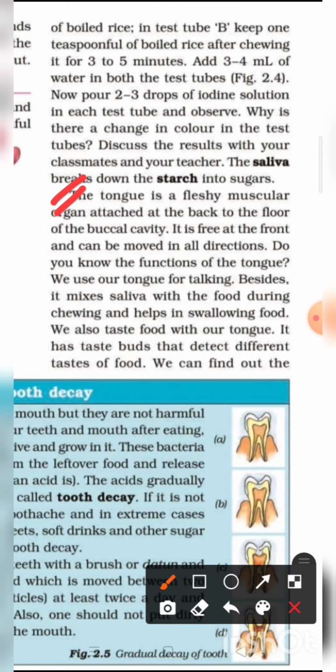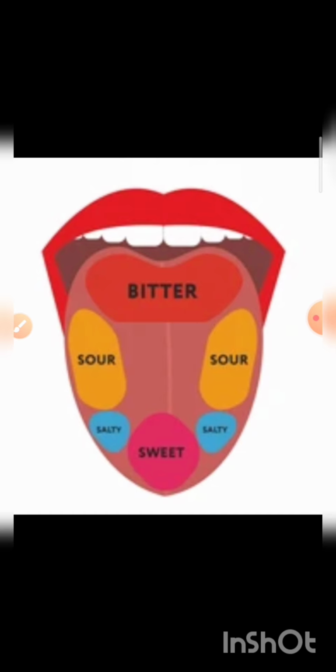It is a fleshy muscular organ attached at the back to the floor of the buccal cavity. The functions of the tongue are: we use our tongue for talking, it helps in mixing the food with saliva, and again, we taste food with our tongue. The upper surface of the tongue is covered by taste buds.